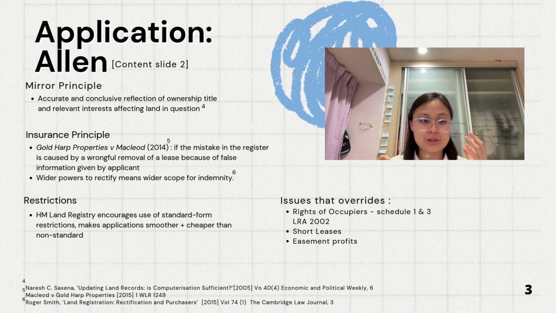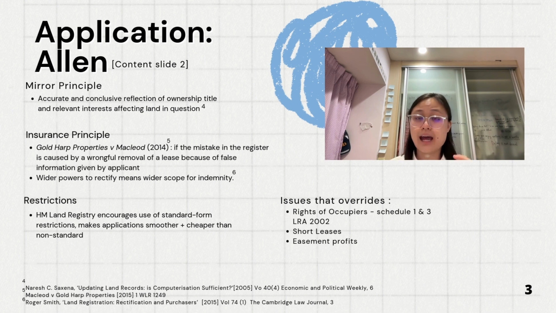Wider powers are also given to rectify. Wider powers to rectify will naturally lead to a wider scope for indemnity, and there are also added considerations based on human rights principles, where in dire situations you have to make sure indemnity is provided, and if not, it's not fair. And the third is restrictions.